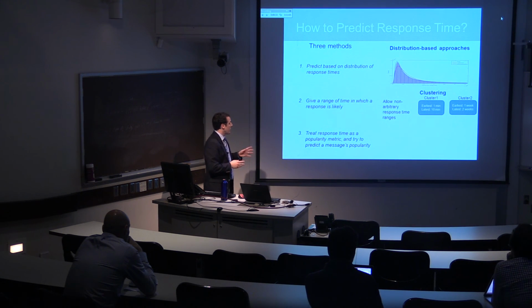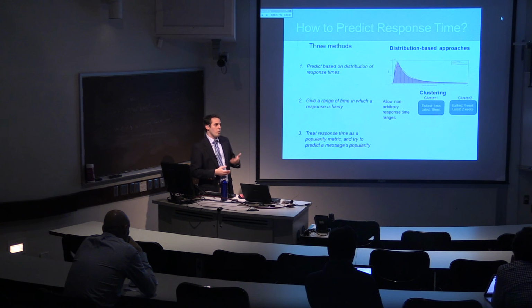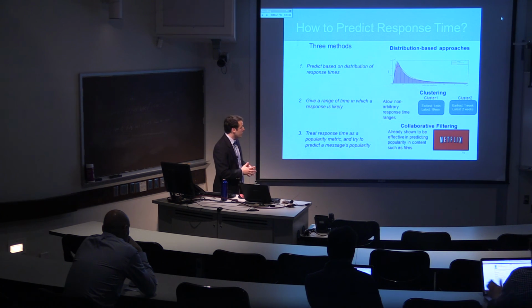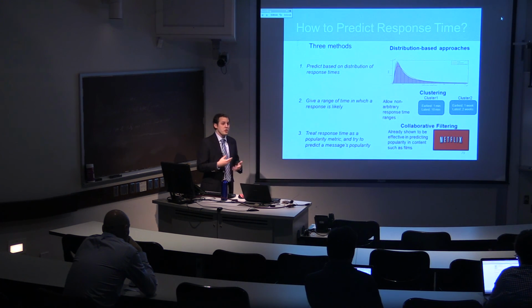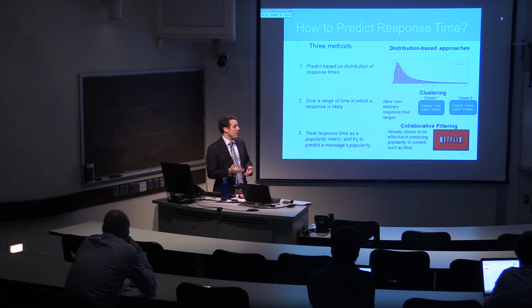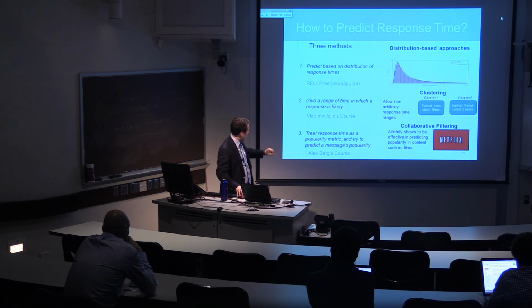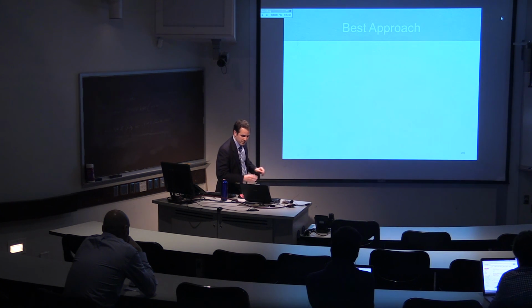We also looked at treating response time as a popularity metric, where more popular messages would receive faster responses, and then we try to predict messages' popularity. To do this, we looked at collaborative filtering, because this has already been shown to be effective in predicting popularity of content, such as films on Netflix. And these were applied at different times. The distribution was done with an REU, Preeti. The clustering approach was done in Vladimir's course, and the popularity was done in Alex's course.